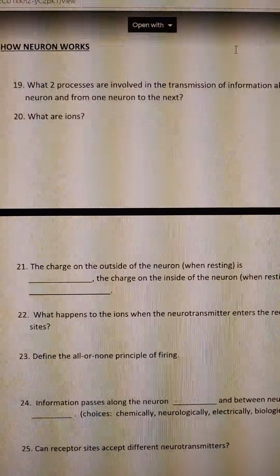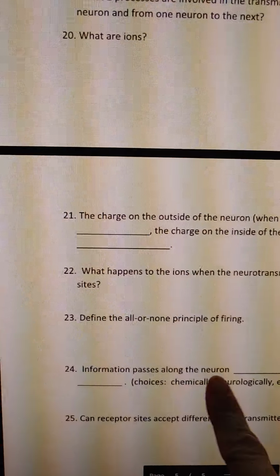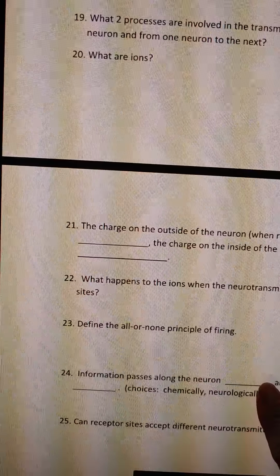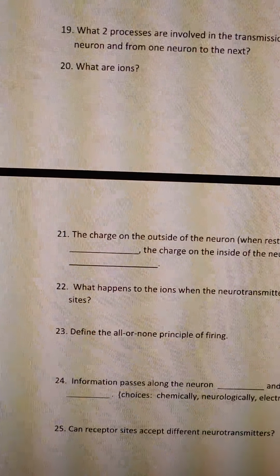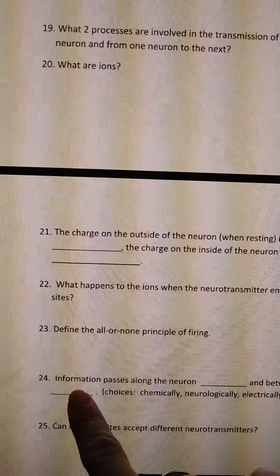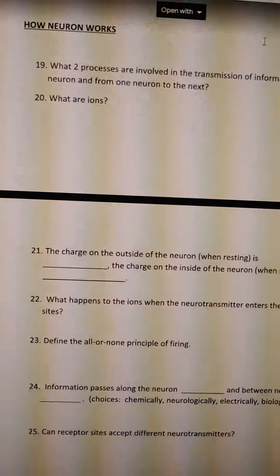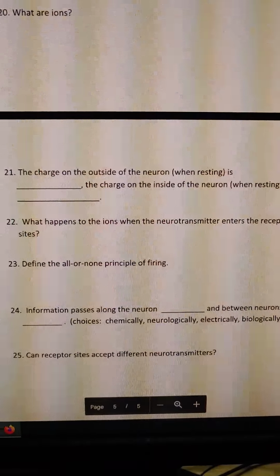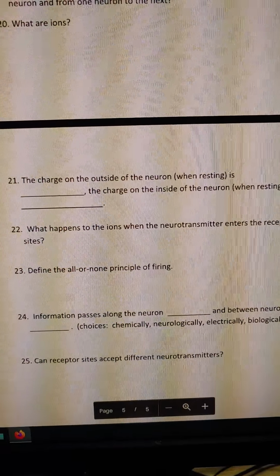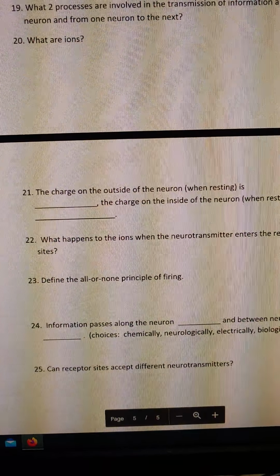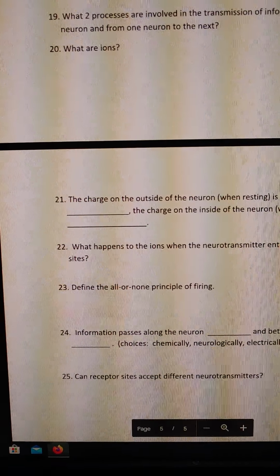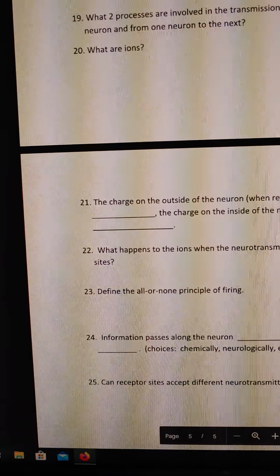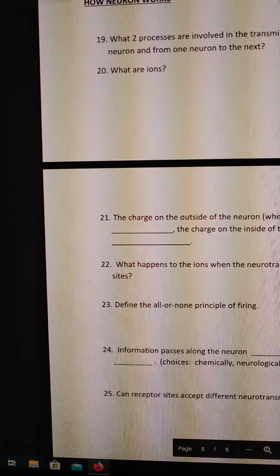So question number 24 was, information passes along the neuron electrically. That's the pumps shutting down and letting those positive ions in. And between neurons, between the two neurons, chemically. That's that synapse area. Okay? And last question, number 25. Can receptor sites accept different neurotransmitters? The answer is no. Each receptor site is made special for their own neurotransmitter.